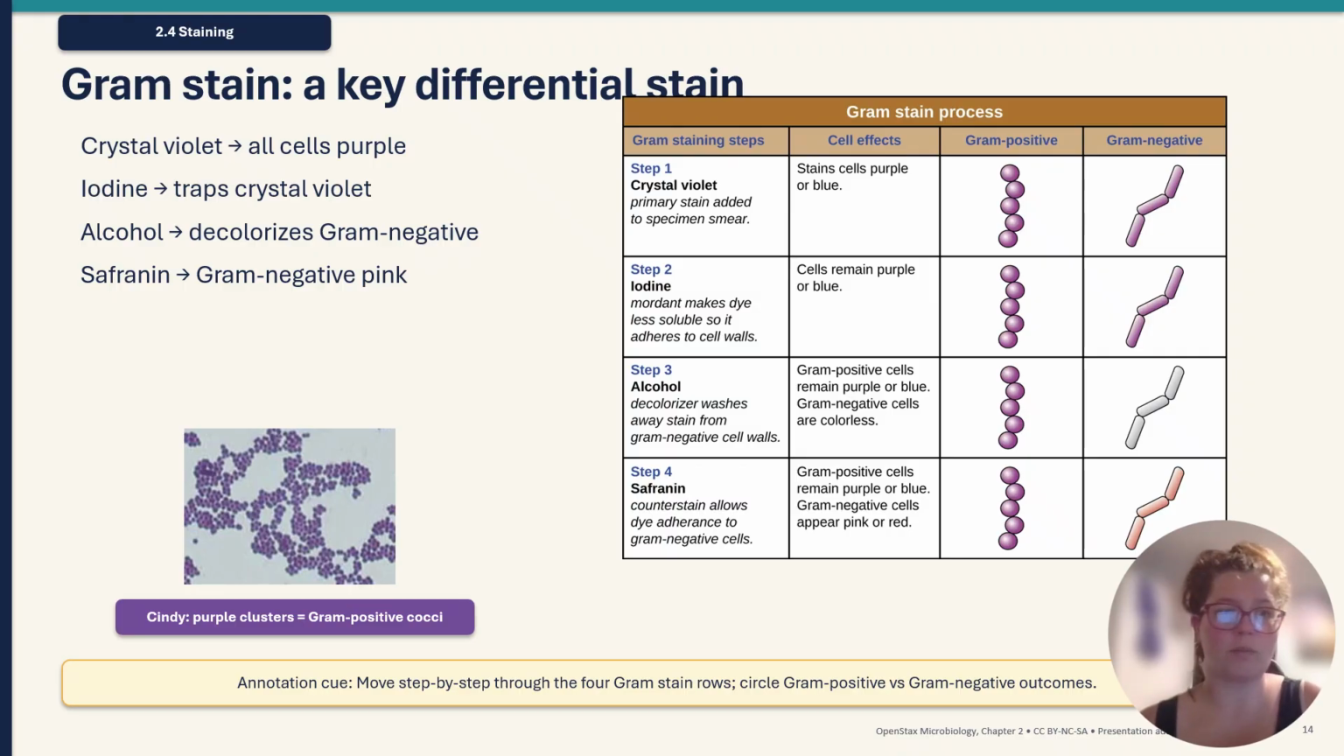Gram staining is one of the most important staining techniques in microbiology. The process includes 4 major steps. The crystal violet is the primary stain added to the specimen smear, and it usually stains the cells purple or blue.